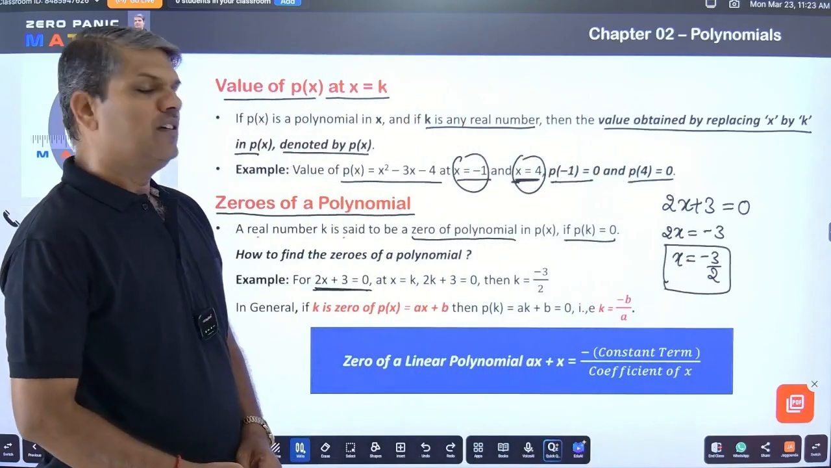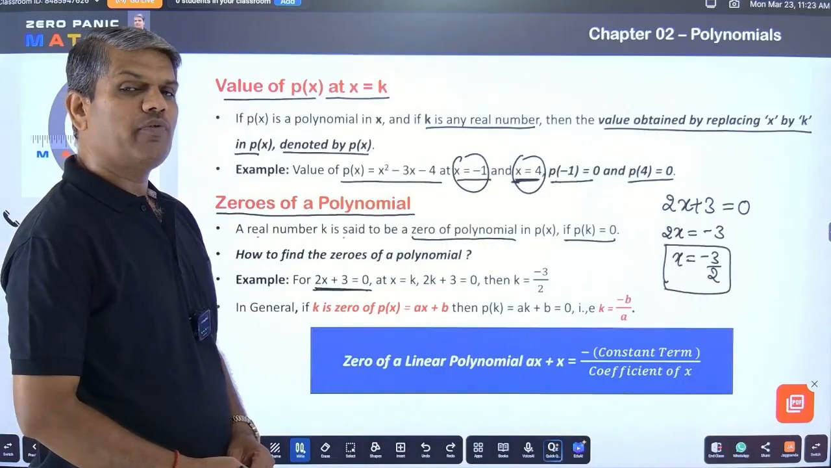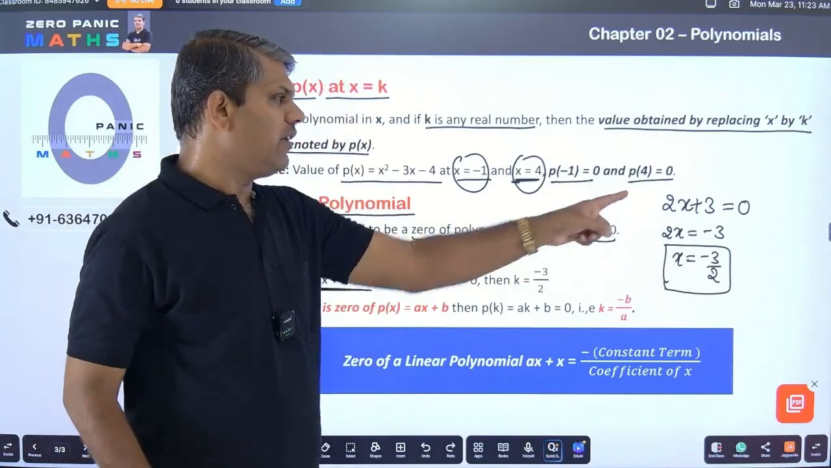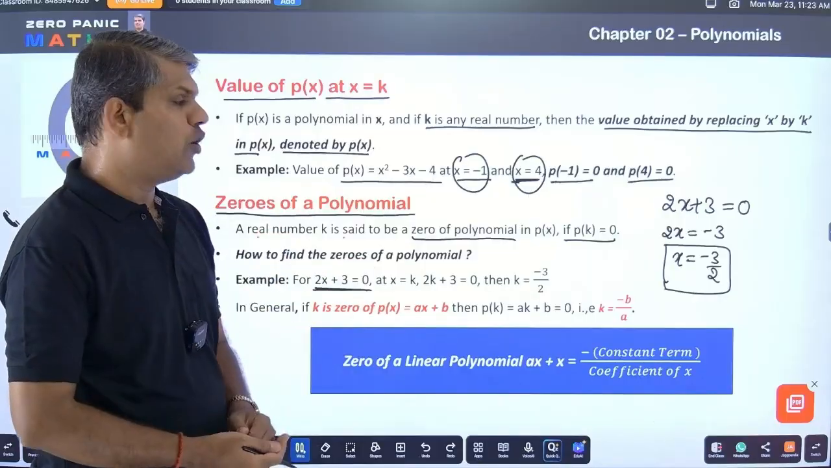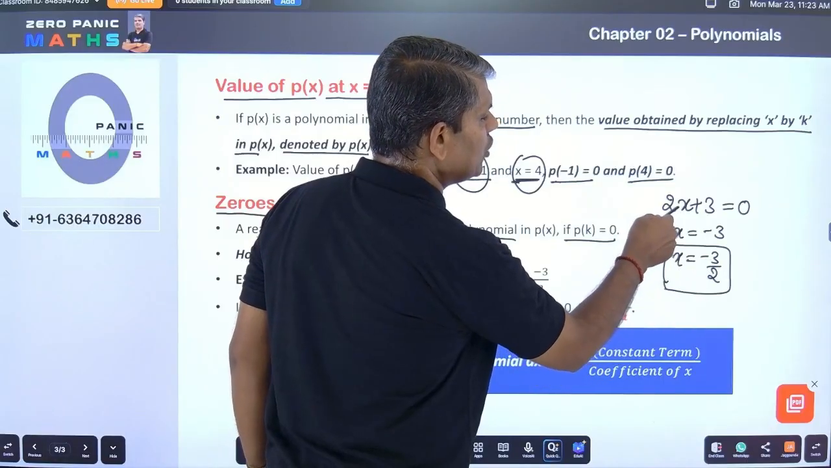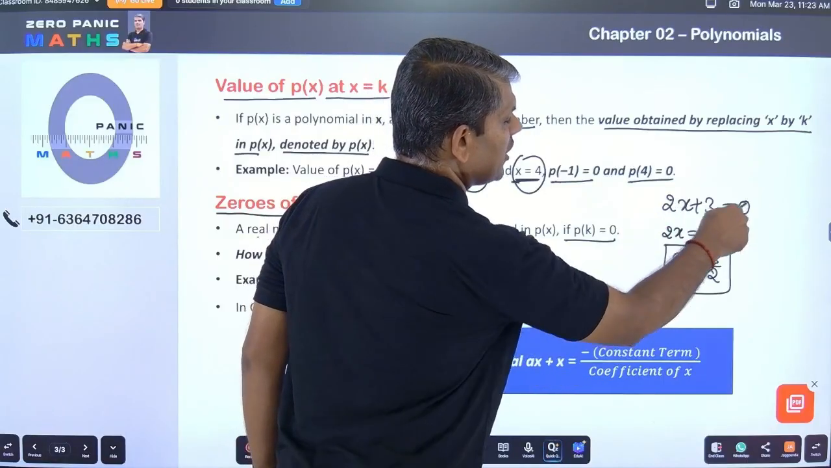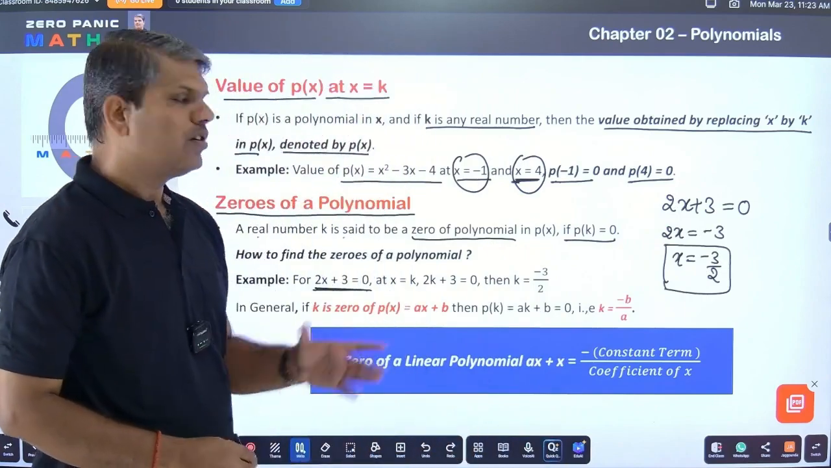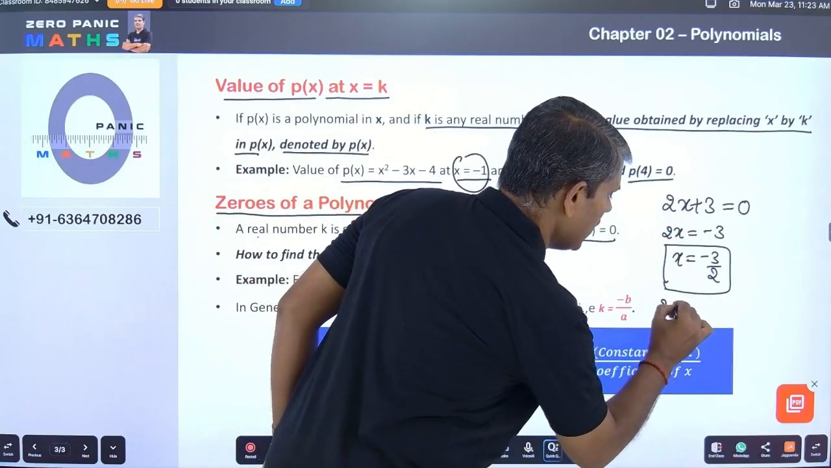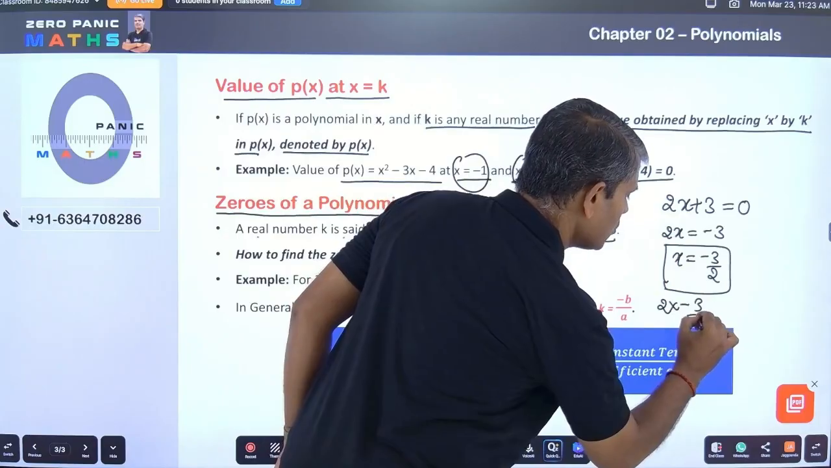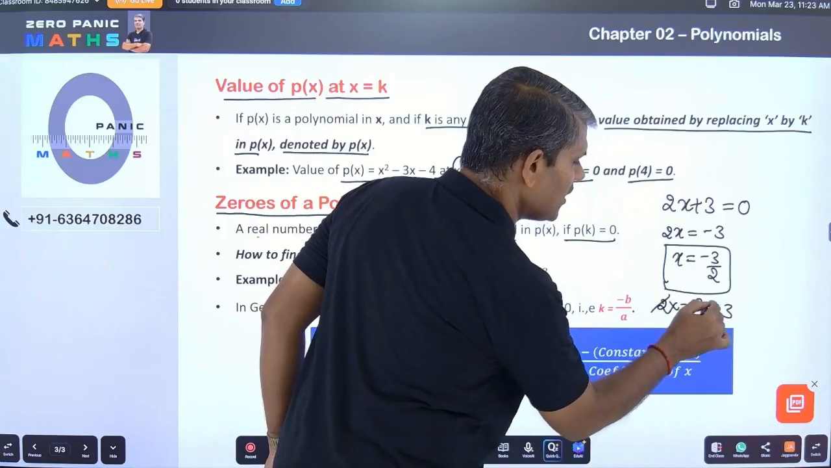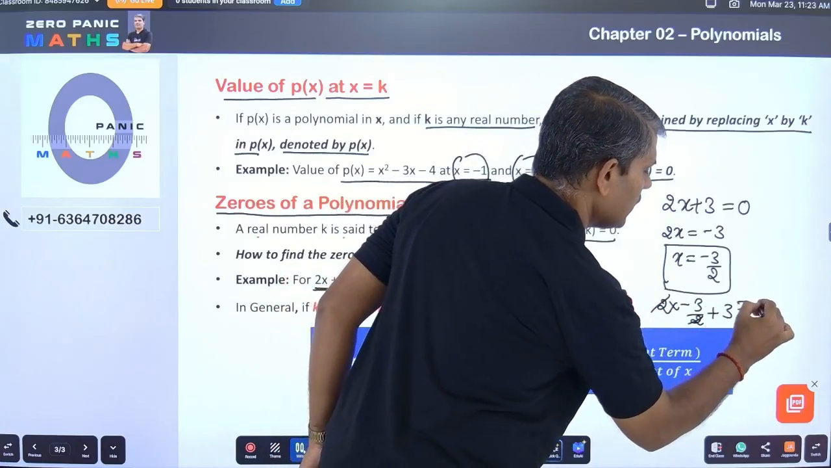Actually, what is the zero of a polynomial? What did we define? That by putting this value into the given equation, the whole equation's value becomes 0. Let us verify this by putting minus 3 by 2 in place of x, whether the equation is going to be 0. Yes, you can see that it will become 2 into minus 3 by 2 plus 3, so the 2 gets cancelled, and minus 3 plus 3 is going to give us 0.